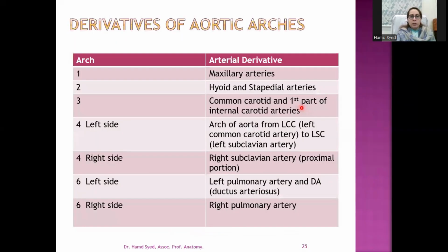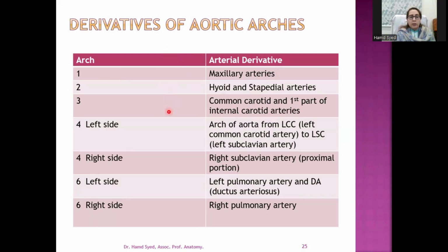So now we're going to summarize the derivatives of the aortic arches. This is a very important table. If you can memorize that, it's going to help you not just in your exams, but also in recollection whenever you're trying to go back to the topic. The most essential part of this topic is the adult derivatives of the aortic arches. So you should know the first arch is going to form the maxillary arteries. The second will form the hyoid and stapedial arteries. The third will form the common carotid and the first part of the internal carotid arteries.